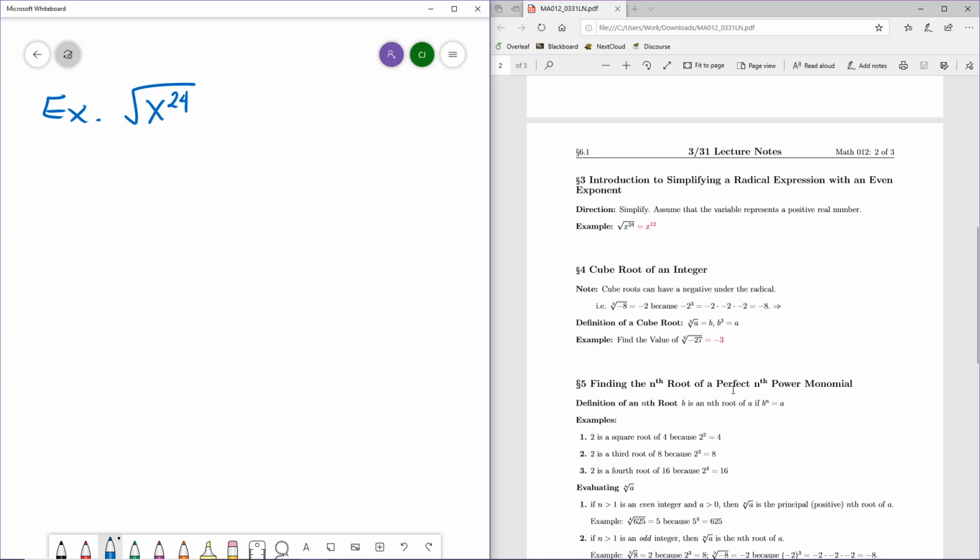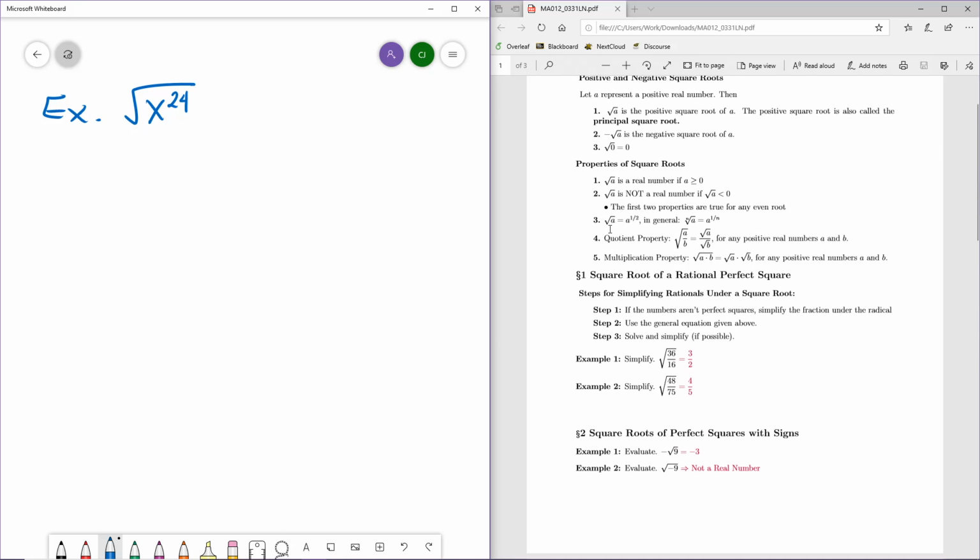Okay, so before we start this example, what I want to talk about is property 3. Property 3 states, I'll write it over here, that the square root of a is equal to a to the 1/2. If you guys recall, this is actually an extra credit question I gave you for exam 2. So this is going to be really helpful for us. Why is it going to be helpful?